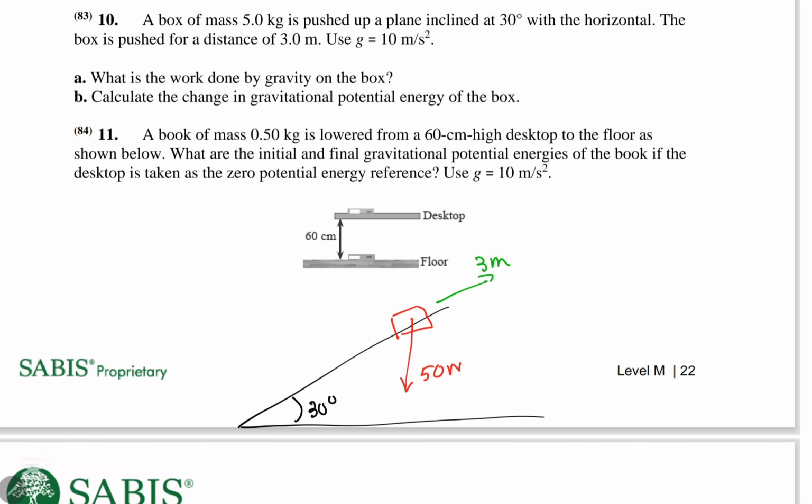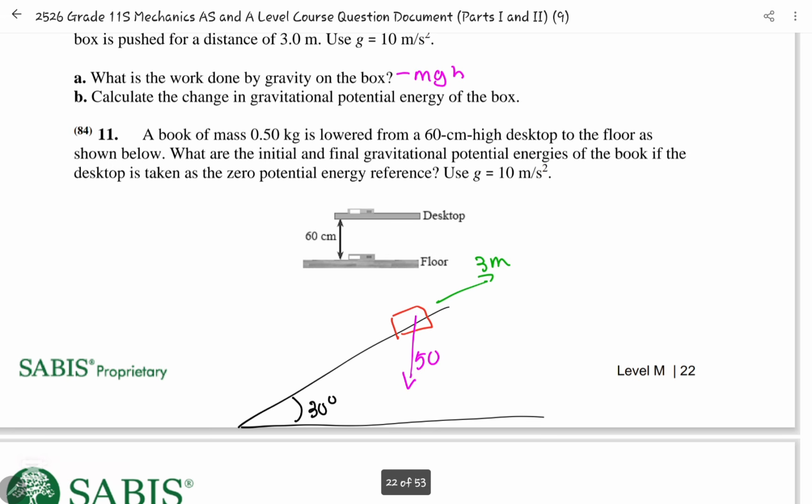They want the work done by gravity on the box. This is a very easy, simple question. You can do this in many ways, but my personal favorite is to use the mgh method. Because it's going up the inclined plane, we're going to have negative mgh. We have our weight to be 50. We have the total displacement to be 3 meters, but we don't want the displacement, we need the height. So if all of this is my displacement of 3 meters, how do I get the height?